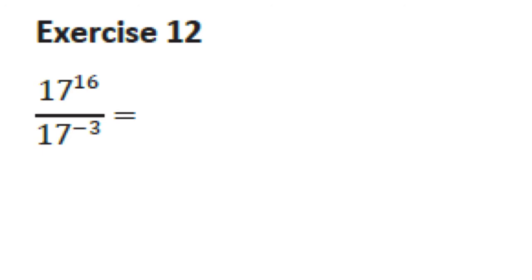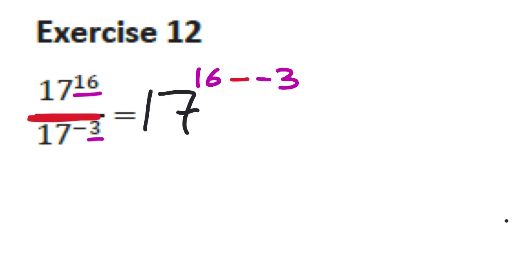Number 12, this is going to work the same way, right? We got a base 17 right here. And since the base 17s are being divided, we're going to subtract the exponents. The numerator first, the denominator exponent second. But you see how that's minus negative 3 right there? So it's not going to affect the base.